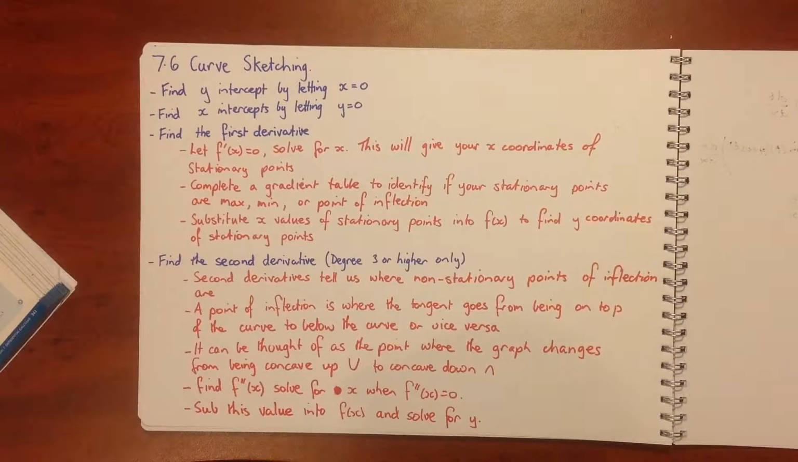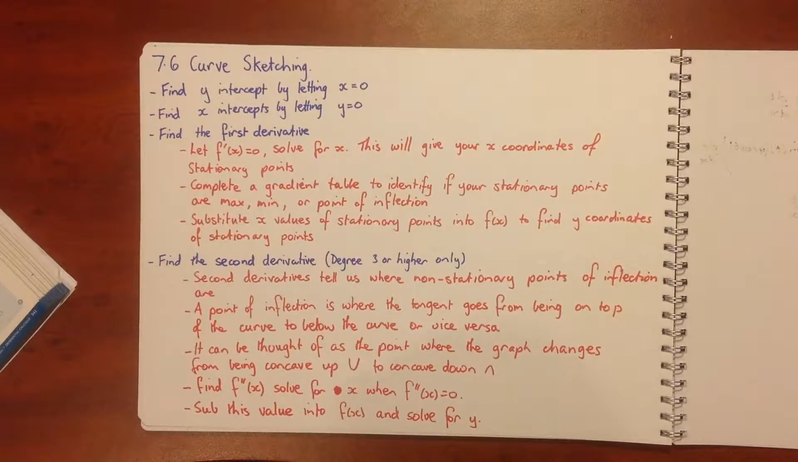Then we need to find the y-intercept by letting x equal 0. We need to find the x-intercept by letting y equal 0. We need to find the first derivative, the derivative of our function. We let f dash of x equal 0 and solve for x. This will give our x coordinates of the stationary points.